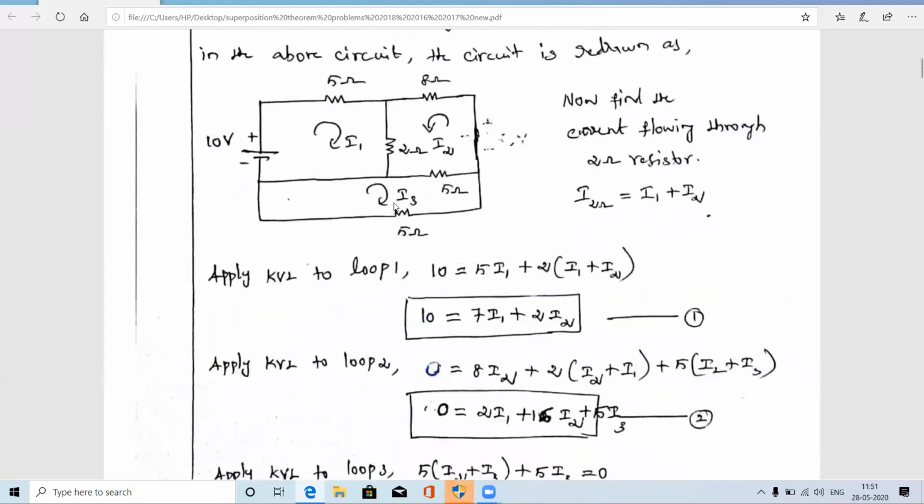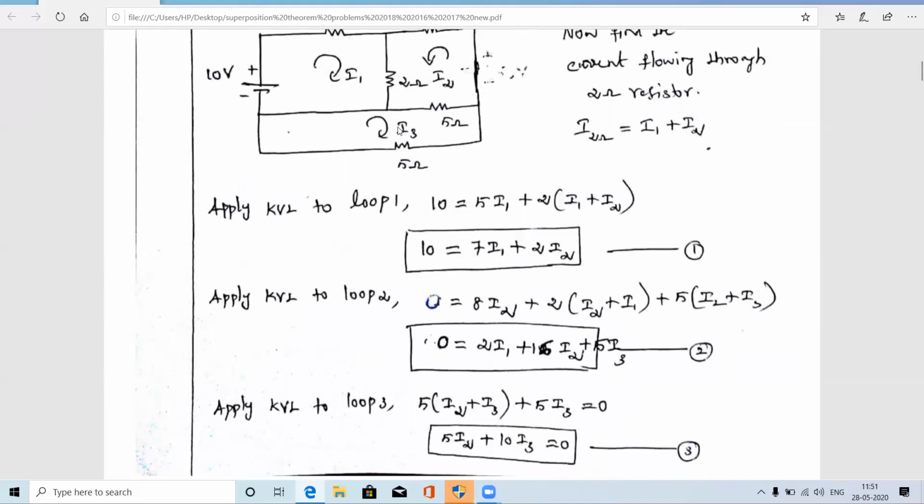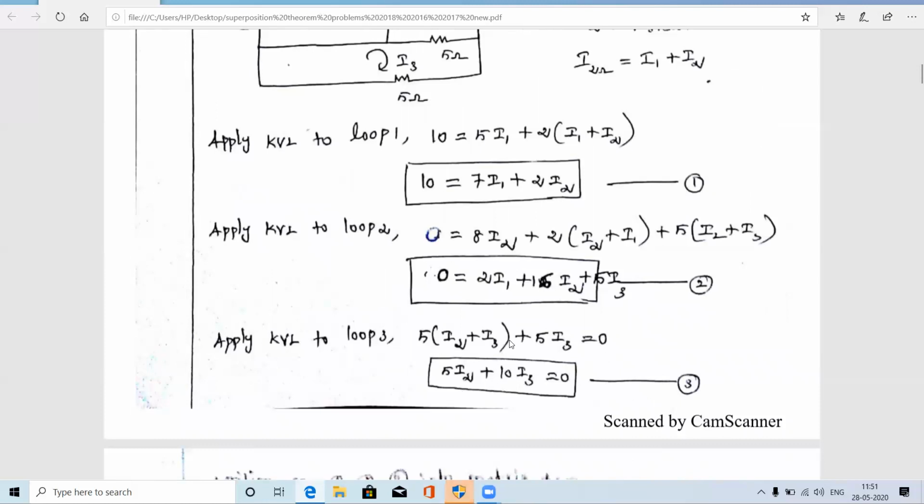Similarly, we apply KVL for loop 3. In loop 3 there is no voltage source, only two resistances, this 5 ohm and this 5 ohm. This 5 ohm is common to loops 2 and 3. So what is the voltage drop across this 5 ohm resistor? It is 5 into (I2 plus I3).